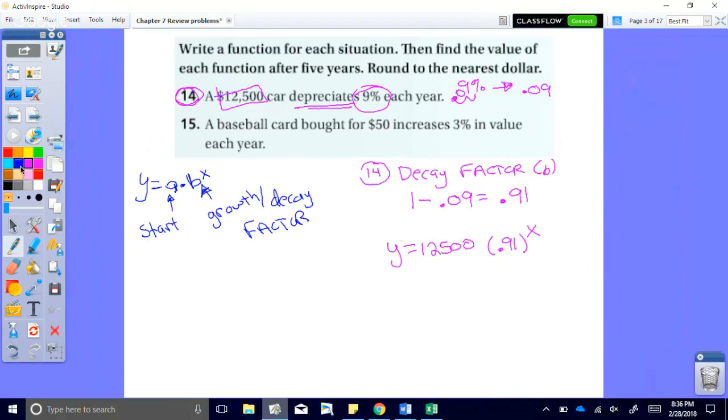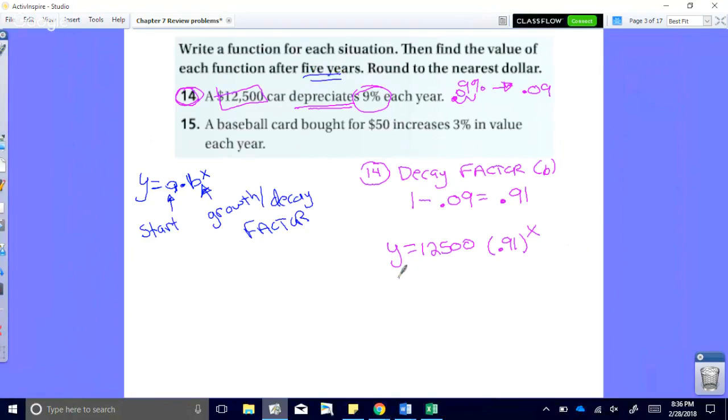The second part of this asks us to find out what the value is after 5 years. So I'm going to take this and plug in 5. I have 12,500 times 0.91 to the 5th power. We're going to put this in our calculator and do the exponents first. Let me get my calculator.